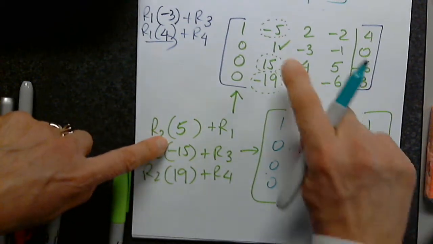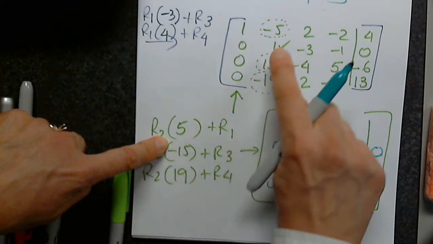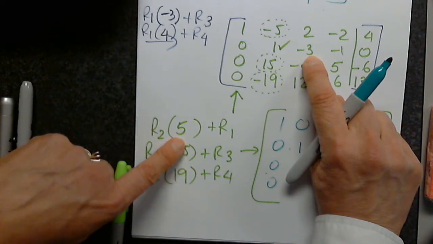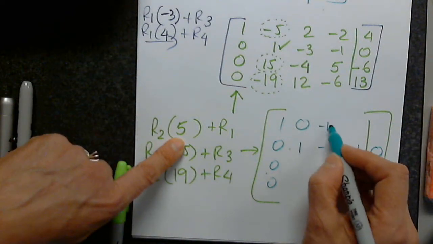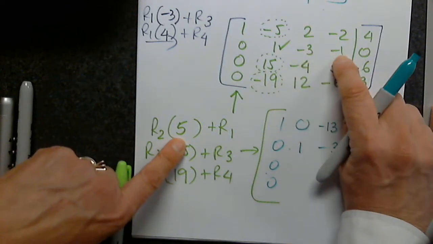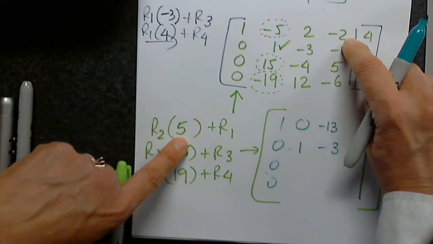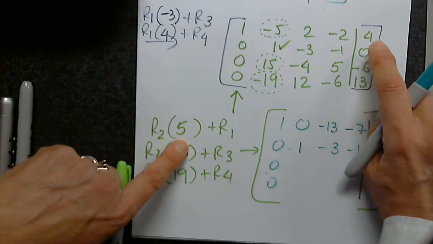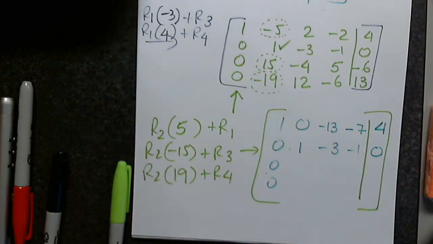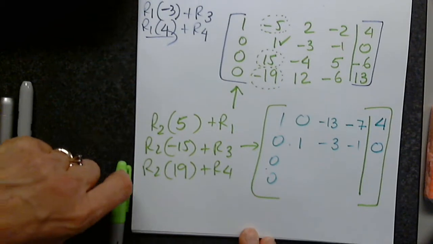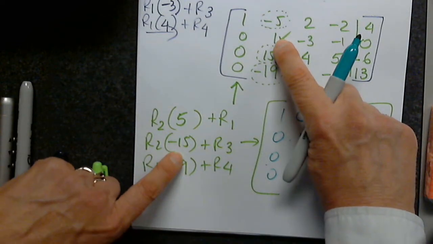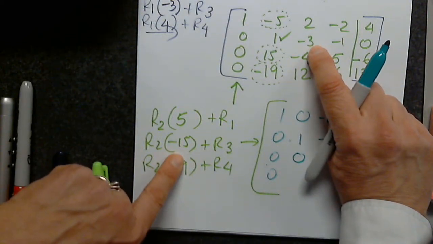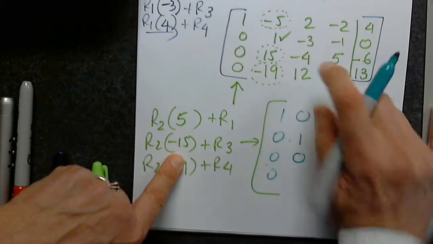Good. Ready? 1 times 5 minus 5, 0. -3 times 5 plus 2. -1 times 5 minus 2. So 5 times 0, 0 plus 4, 4. Now the numbers are getting weird. Okay, 1 times negative 15 plus 15. Negative 3 times negative 15 is 45. 45 minus 4, 41.